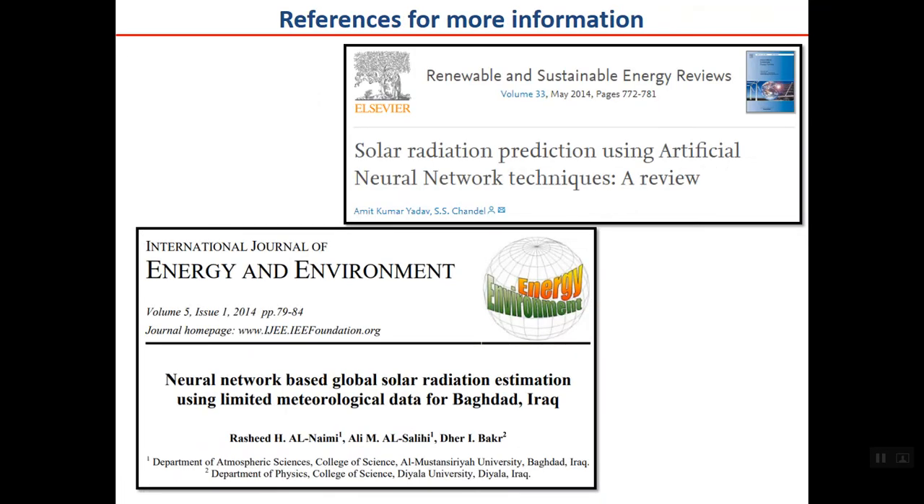If you want to know more about that, because it's not our business in this course to discuss the artificial neural network technique, these are the papers which you may refer to. Even this paper at the bottom is especially for Baghdad, Iraq. As you can see, neural network based global solar radiation estimating using limited meteorological data for Baghdad. By limited meteorological data, the authors mean that we are using minimum data, or we are using the method for a location where many data are missing.